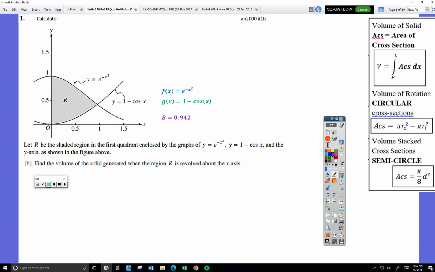All I have to do is remember, I'm finding the area of a slice, and the slice is a circle. The center of the circle is always the axis of rotation. So the center is right there.